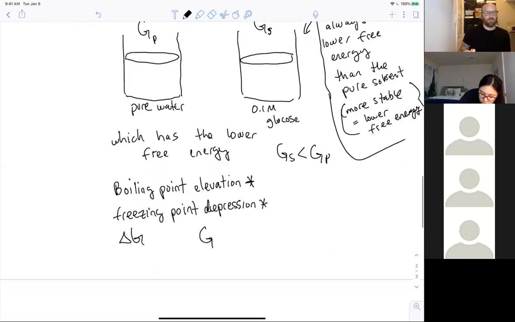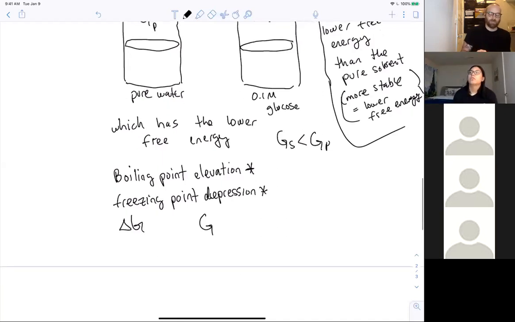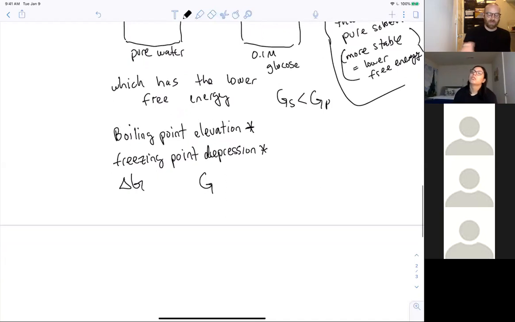Delta G, if something's going to be spontaneous, must be negative. And usually when we talk about these types of variables, like state variables, we almost exclusively talk about them in terms of delta G. There's a lot of reasons for that. But yeah, so we're talking about boiling point elevation and freezing point depression.